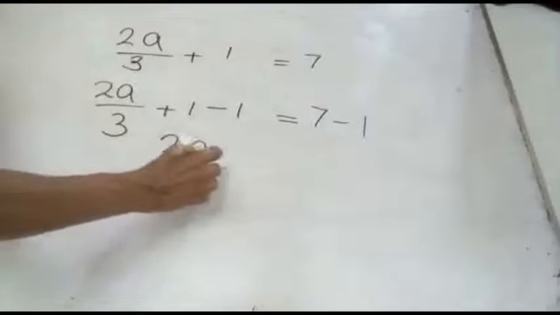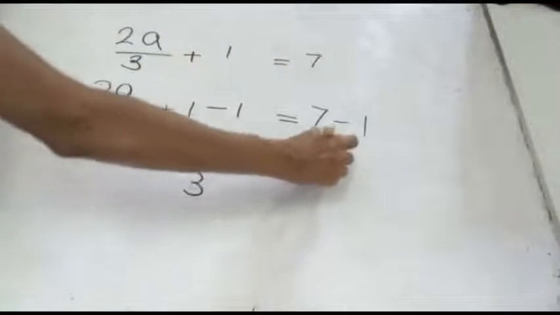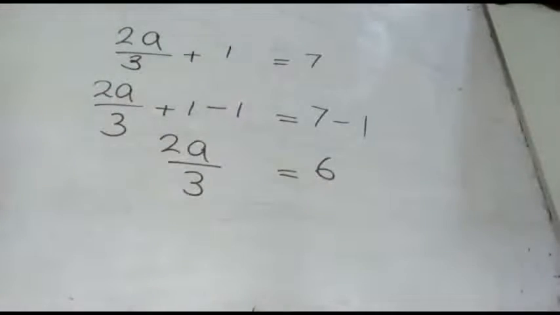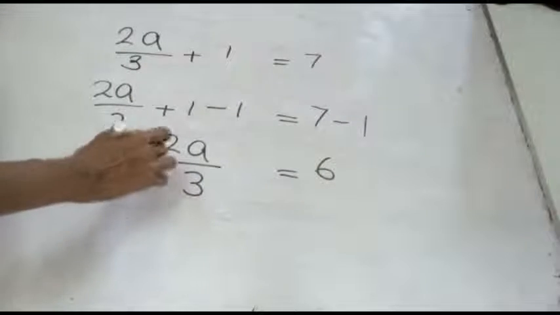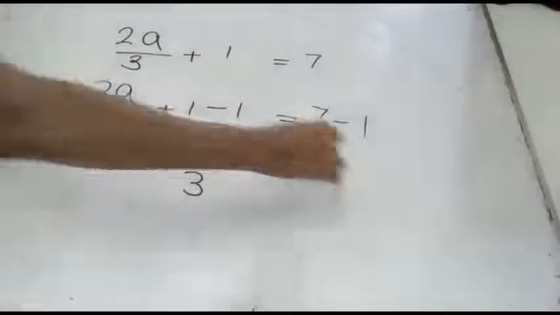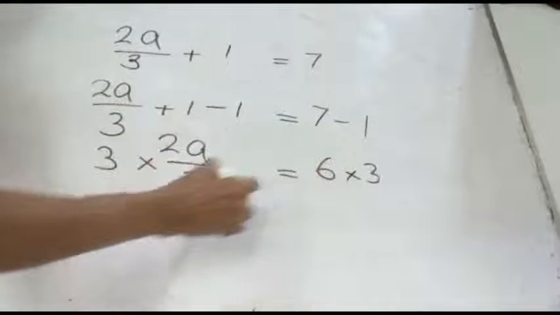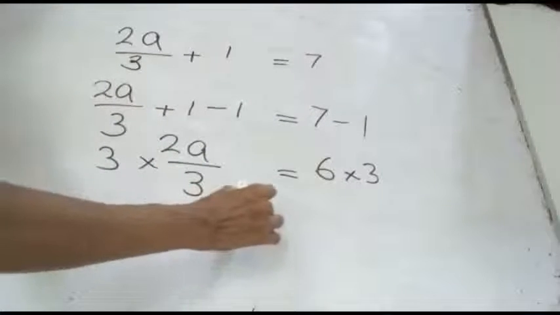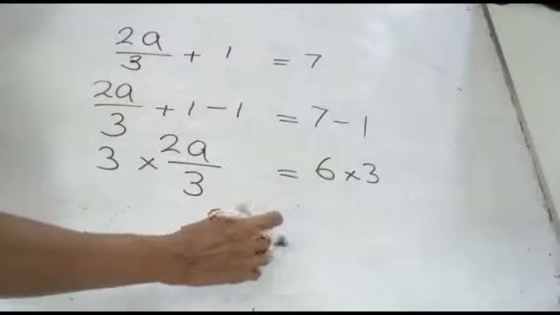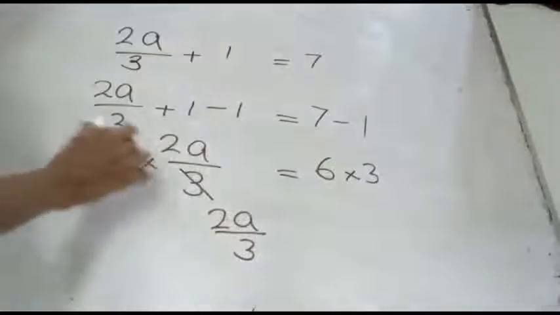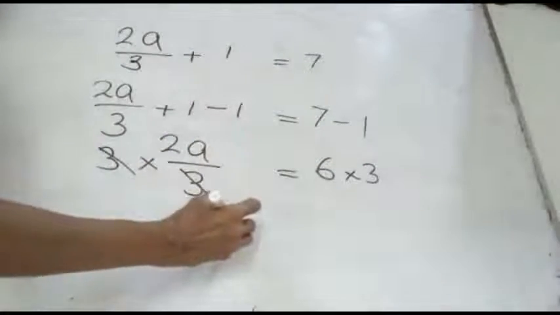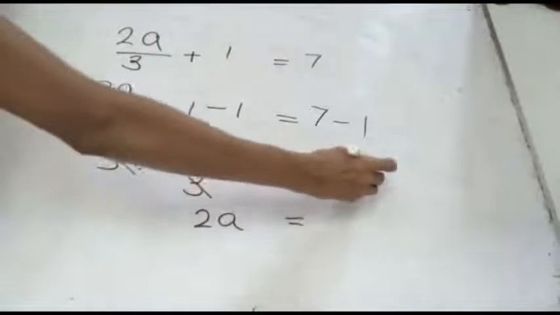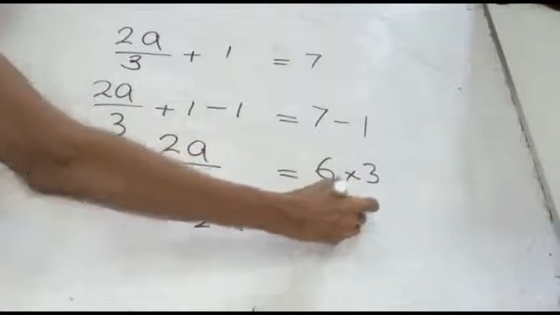2a/3 is equal to 6. Then both sides multiply by 3. 6 multiplied by 3. In 2a/3, the 3 and 3 cancel out. 2a is equal to 3 times 6, which is 18.